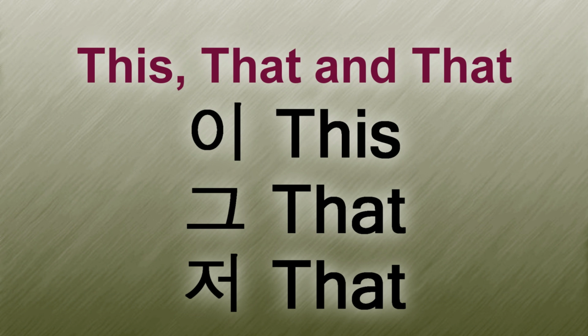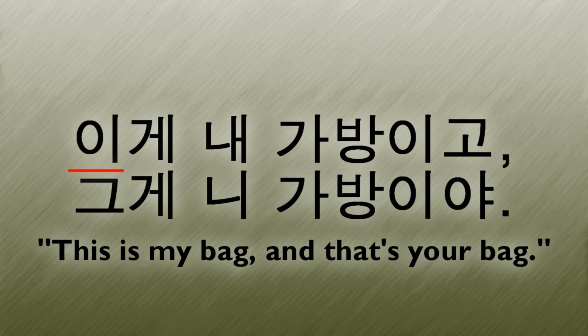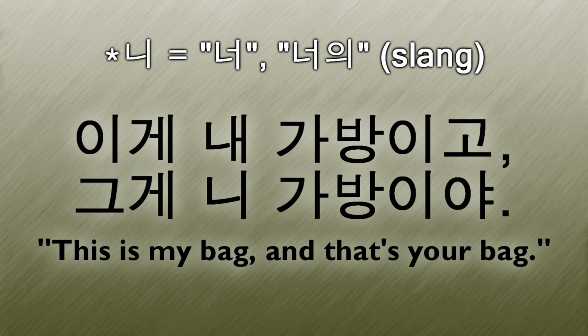Today I'll teach you about the different ways of saying this, that, and that in Korean. In Korean, there's 이, 그, and 저. 이 is used when talking about something that's close to the speaker. 이게 내 가방이고, 그게 네 가방이야. This is my bag, and that's your bag.